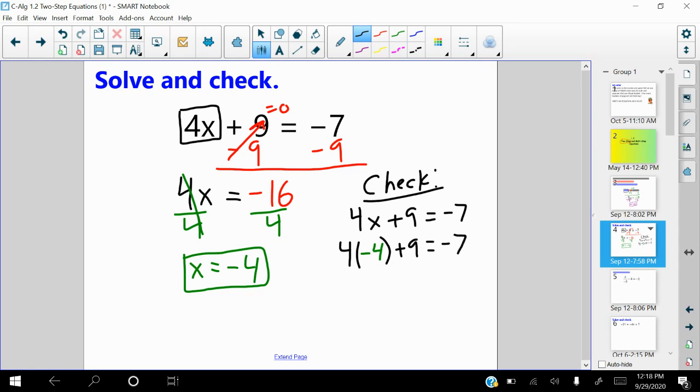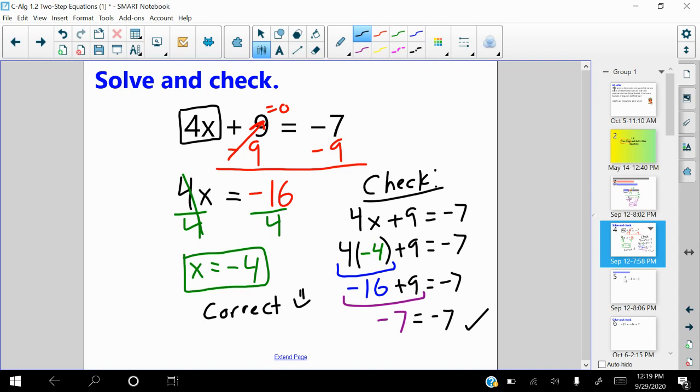We can simplify. 4 times negative 4 gives me negative 16 plus 9 is equal to negative 7. And lastly, we can simplify negative 16 plus 9 to give me negative 7. And is negative 7 equal to negative 7? Yes, it is, which means that this is correct.